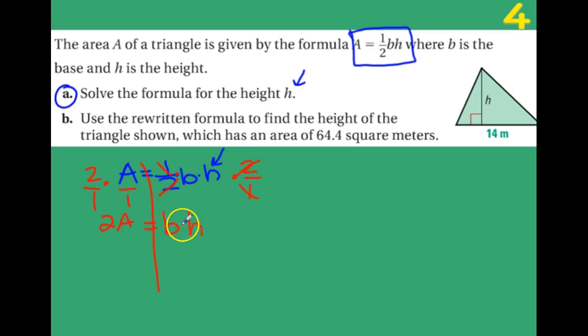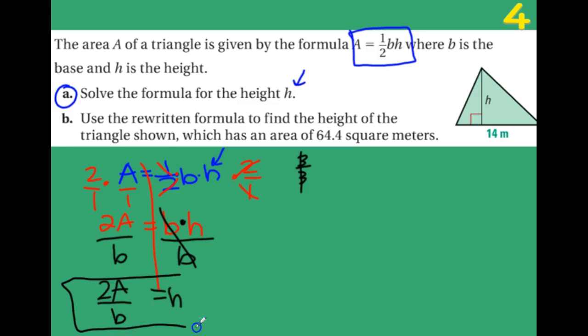And then last, we want h by itself. Well, it's multiplied by b, so to get rid of b, we just have to divide by b. b over b is just 1, just like 3 over 3 is just 1. So we have h equals 2A over b. We don't know what those letters are, but we solved for h like they asked.